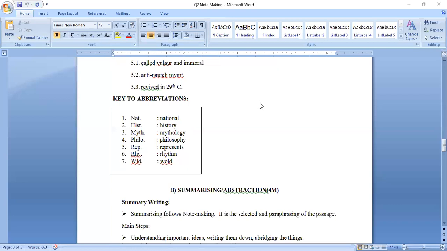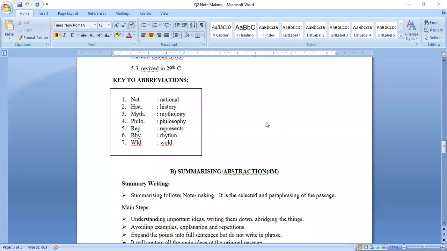Yes, now you can see the key to abbreviations, whatever short forms are used in the notes. So NAT. You can also see national. NAT with a full stop means national. HIST with a full stop is the short form for history, mythology. Then of course philosophy represents a rhyme or world.